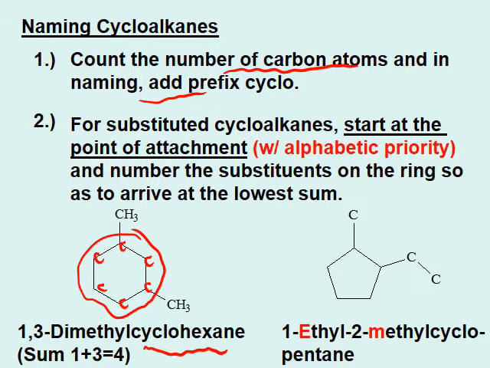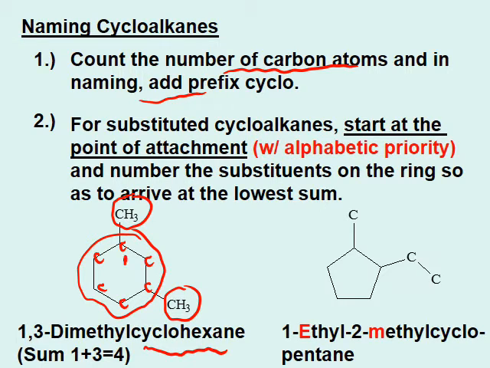Now whenever you have substituent groups attached, substituent groups means anything other than hydrogen directly bonded, because hydrogen is not considered to be a substituent group. So in this case, I have this methyl group as a substituent group. This methyl is another substituent group. So we need to mention where these groups are. Now here, in order to number these, you need to start at the point of attachment of the first substituent group.